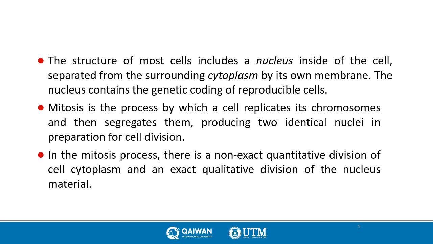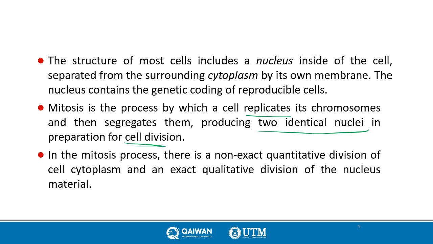Most of the cell, including the nucleus inside the cell, is separated from the surrounding cytoplasm by its own membrane. The nucleus contains the genetic coding of the reproducible cells, the DNA and the RNA, etc. Mitosis is the process by which the cell replicates its chromosomes and then segregates them, producing two identical nuclei in preparation for the cell division.